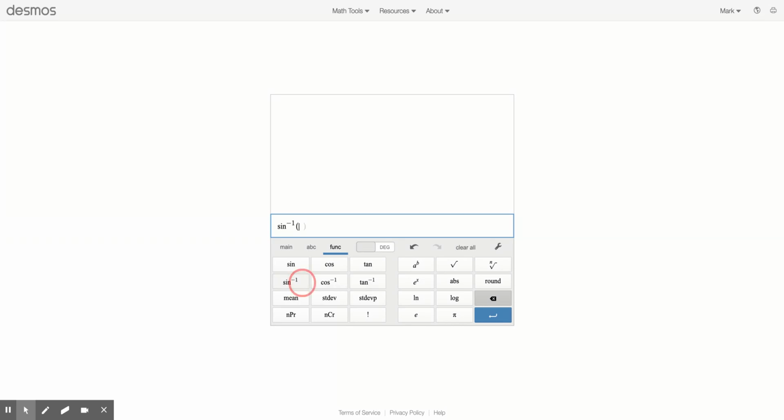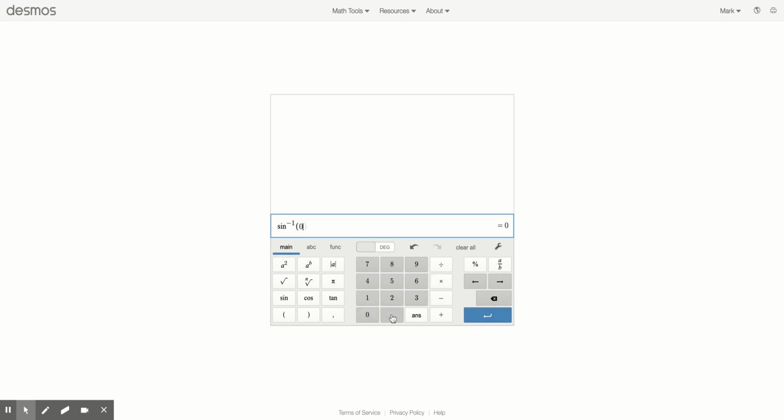So if I'd like to know what the angle was given the answer to sine, I go for sine inverse, come back to the main tab so I can type my number, 0.2239, and I find out that the angle was 12.938 degrees. We're going to round that off to 13 degrees, closest degree.